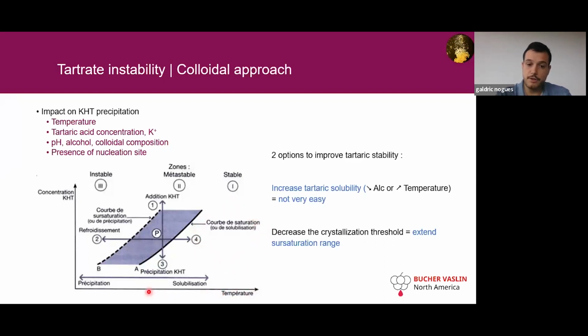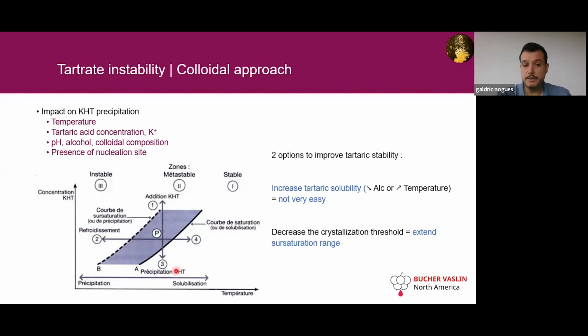When I go to the left, so I reduce the temperature, and then I decrease the concentration of tartaric acid, I will follow this line, which is the dotted line, called the supersaturation curve. And after this dotted line, I'm in the unstable zone, which means my tartaric acid is not soluble. So I will have a precipitation and a creation of crystals. So the nucleation will start on this line, and here I will have a deposit.